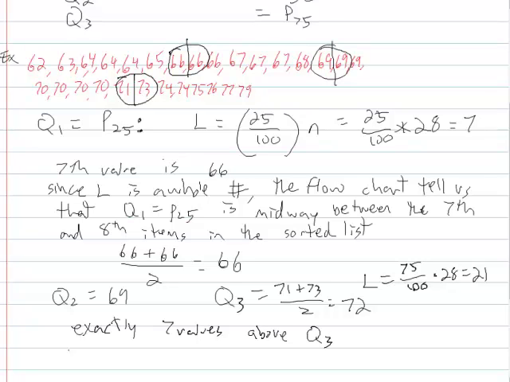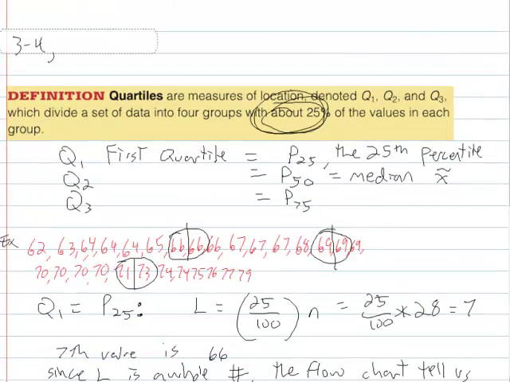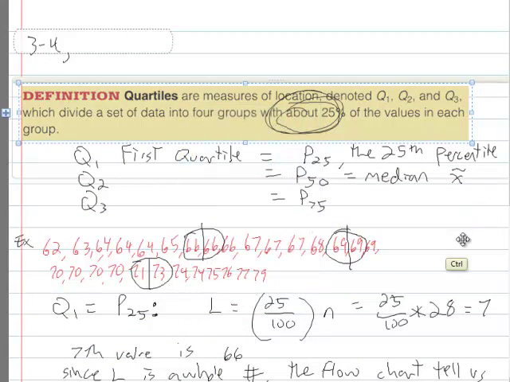And exactly 21 values below Q3. So Q3, 72, perfectly divides this into 75% below and 25% above. For the 69, you could say that there are actually only 13 values below 69, because 68 is the 13th value, and so on. But again, we get repeated values like that. That's why it's about 25%. There you go, because some of these things are just unavoidable.